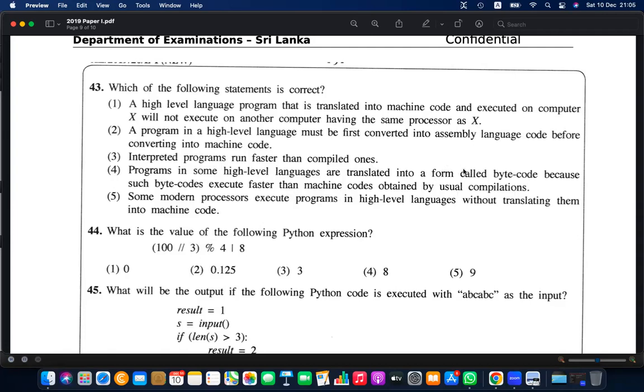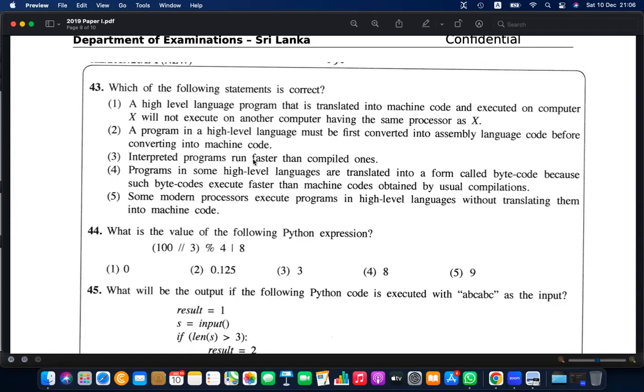No such thing. It is true that it is converted to bytecode, but not because it runs faster than machine code. It is for platform independence, Java does that. It is converted to an intermediate code called bytecode, and the bytecode is easy to execute, but it is not faster than machine code. Machine code is faster. Some modern processors execute programs in high-level languages? No, processors are not executing high-level languages. All are translated to machine language. So this is clearly wrong, because it's not that bytecodes are faster. Still, the machine codes are faster.